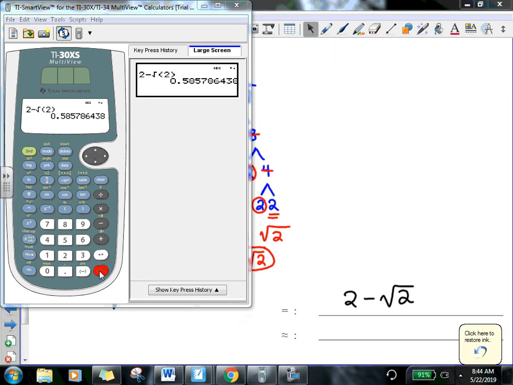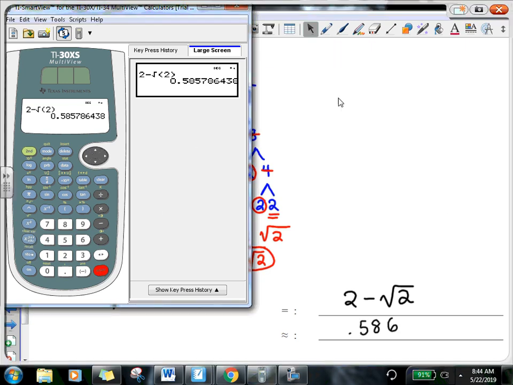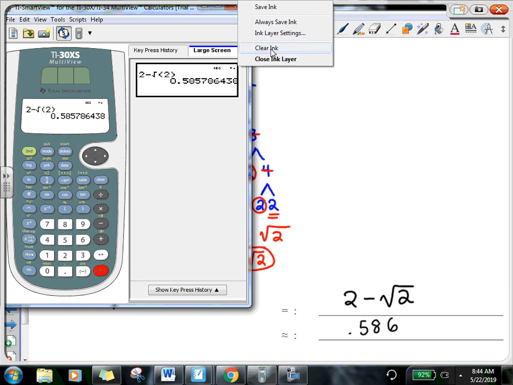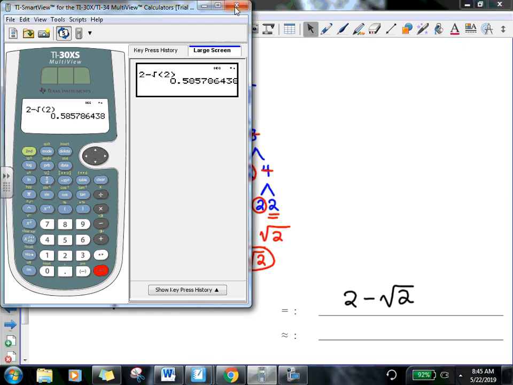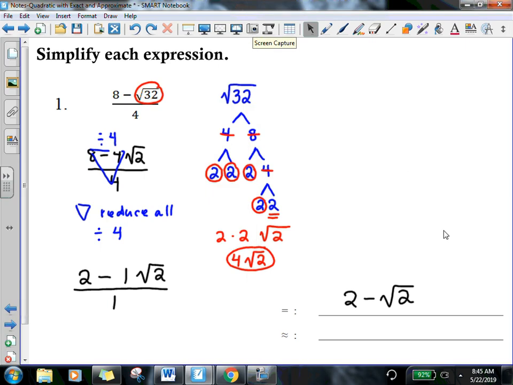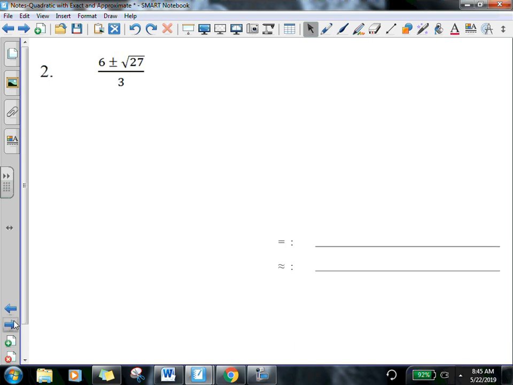Technical difficulties here. There we go. So this would be 0.586, we decided. All right. Hopefully this next one goes a little smoother.